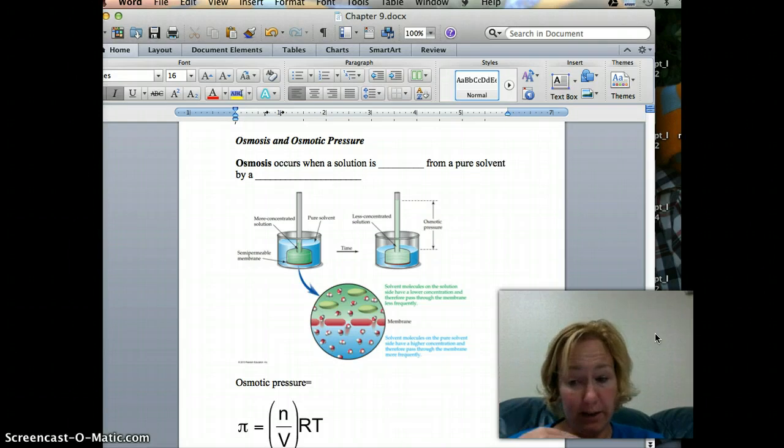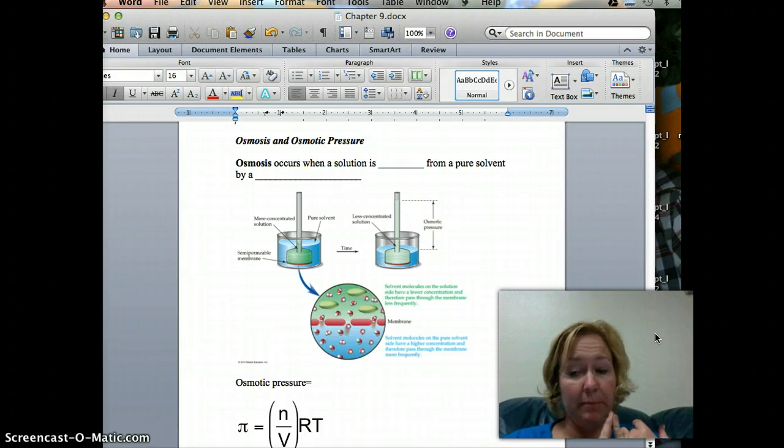Osmosis is just water. We didn't do osmosis in class. We did dialysis. Osmosis is the idea that water is going to rush in. Water is going to try and dilute something. Water is going to go where the concentration is higher, like, let me dilute you. My job is to dilute you.